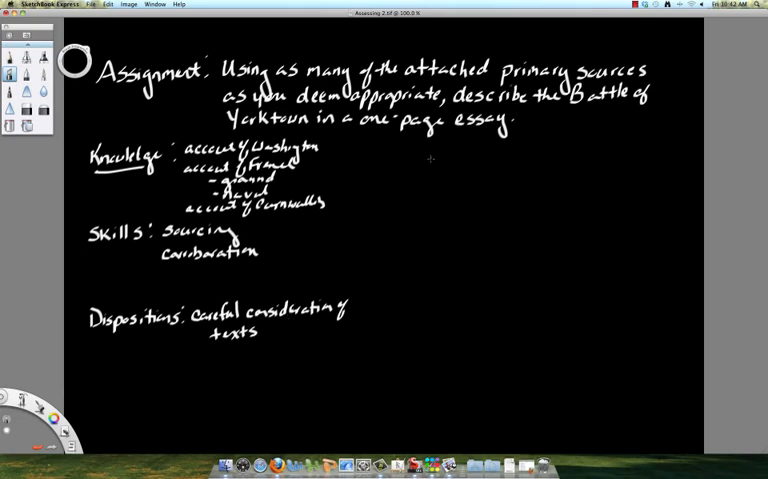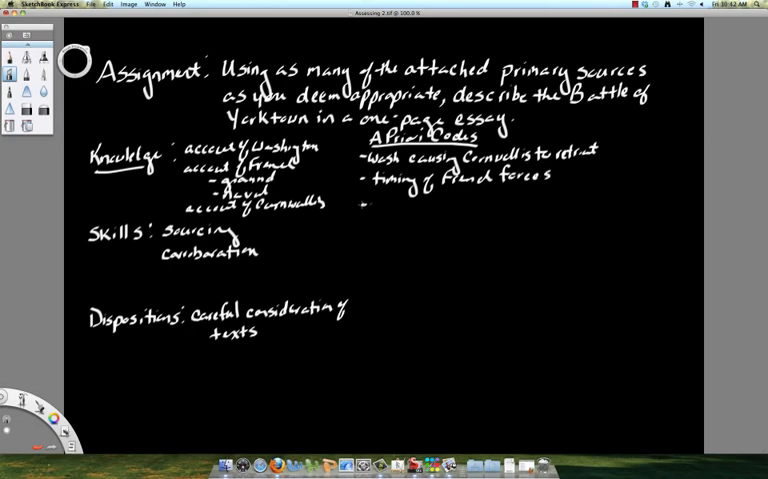So let's say I have the students do this assignment, and they all turn in their 1-page essays. There are a couple a priori codes that I know I'm going to try to find examples of in these essays and pull that data. So, for example, I want to look for something like Washington causing Cornwallis to retreat? I might look for something like timing of French forces coming to aid the colonial army.